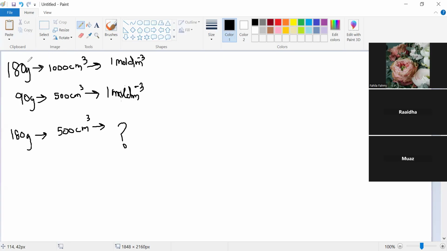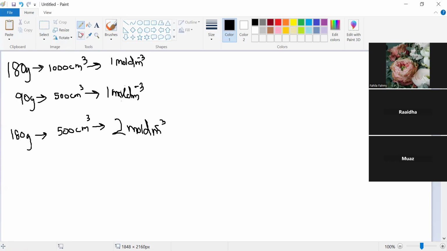It won't be the same. Now, the question is, will the concentration increase or decrease? It would increase. Very good. How much will it increase? Twice. Yes. So the answer is 2 moles per cubic decimeter.